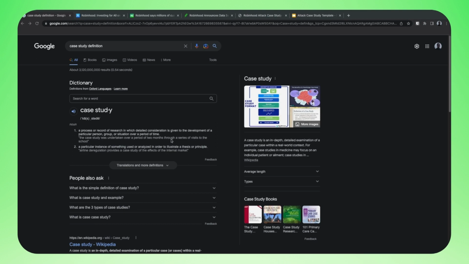If you guys don't know what an attack case study is, let's go over the definition real quick. A case study is a process or record of research in which detailed consideration is given to the development of a particular person, group, or situation over a period of time. So we're doing an attack case study, primarily for cybersecurity related topics and events.